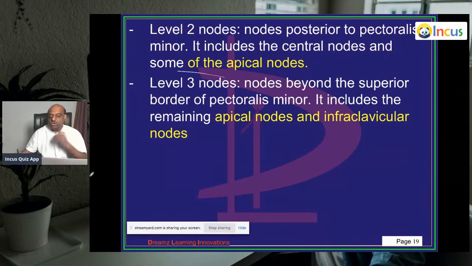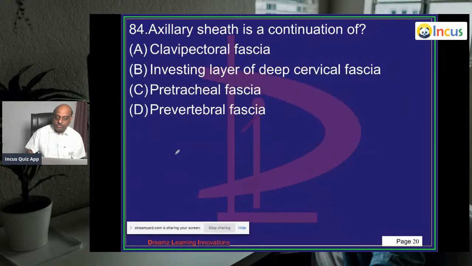So level 3 nodes: the nodes which are beyond the superior border of the pectoralis minor, and they include apical and infraclavicular nodes.